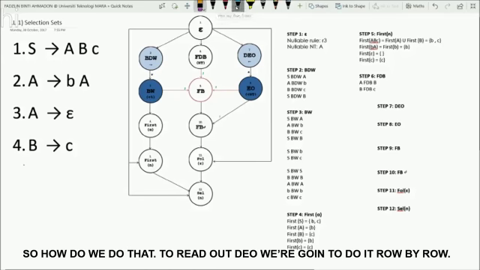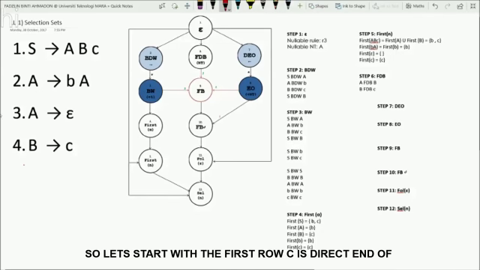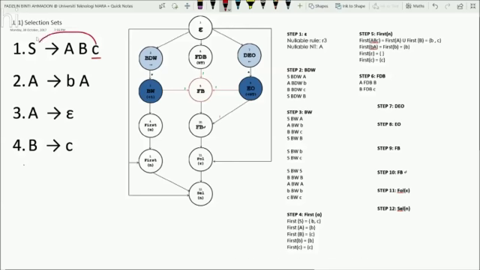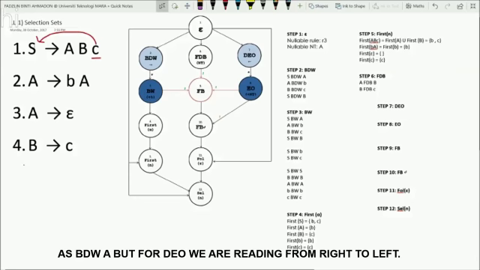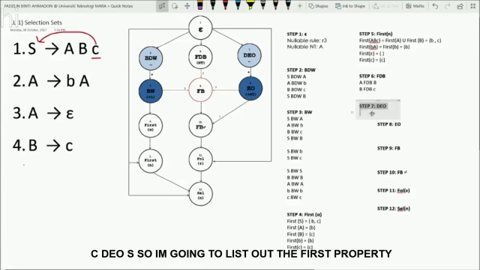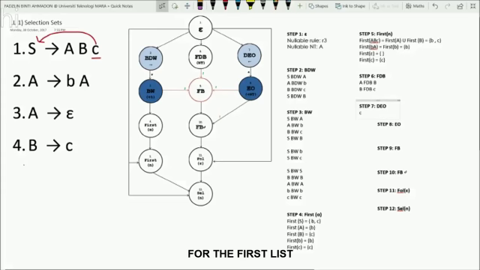So how do we do that? To read out DEO, we're going to do it row by row. Let's start with the first row. C is direct and off S. Okay, so it has similarity with BDW. BDW, we are reading from left to right as BDWA, but for DEO we are reading from right to left, CDEOS. So I'm going to list out the first property, or the first list, CDEOS.